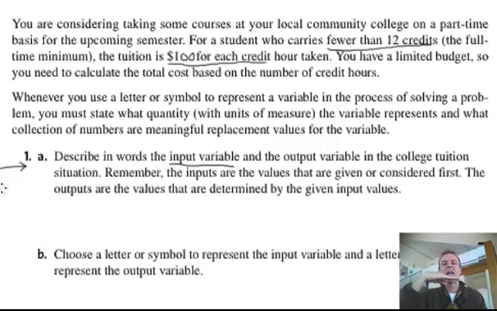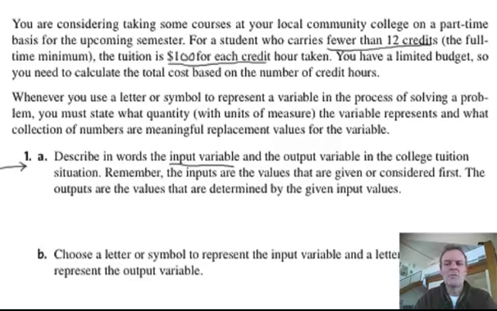So credit hours, x-axis. The tuition fee, the y-axis. Remember, the input variable we write on the x-axis. We've said that it's going to be the number of credit hours. The output variable is the tuition. Choose a letter or symbol to represent the input. If you want to stick to X and Y, you can. You can call credit hours the letter C if you want to. You can call tuition the letter T. But that's up to you, what you want to choose for labels, all right?